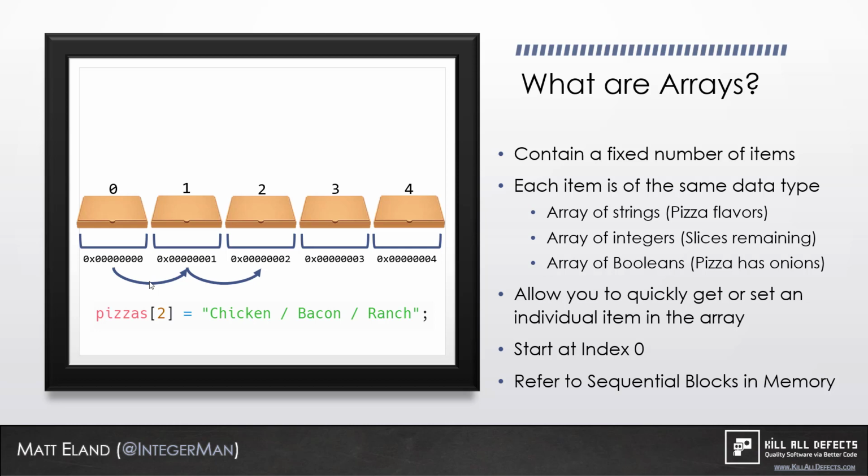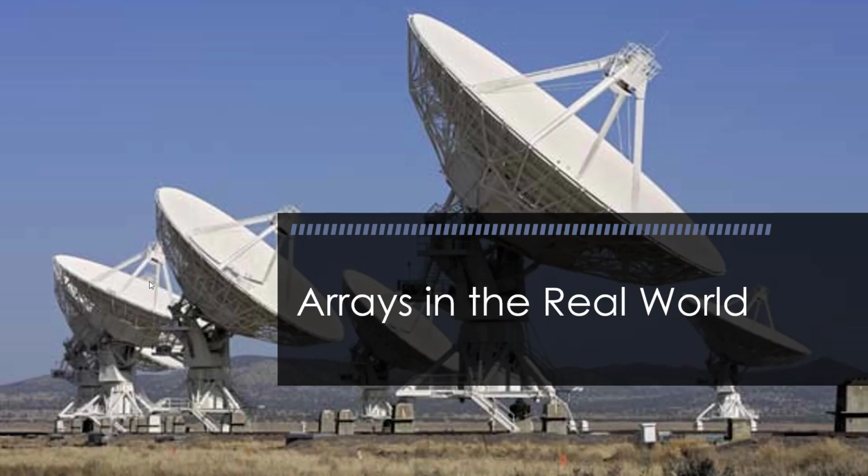This sort of hop mechanic that we're talking about here is what allows arrays to be very fast, because .NET can quickly compute exactly where in memory an individual index is going to be. And so things are going to be extremely quick when we're working with arrays. All right, so now that we talked about some of the nitty-gritty, let's talk about some real-world examples of arrays.